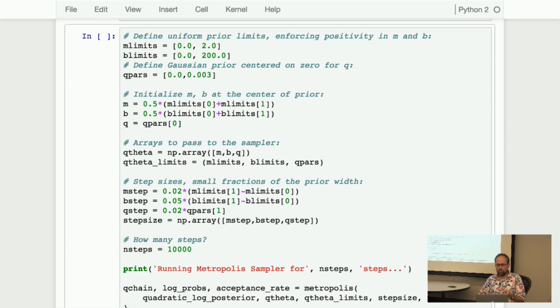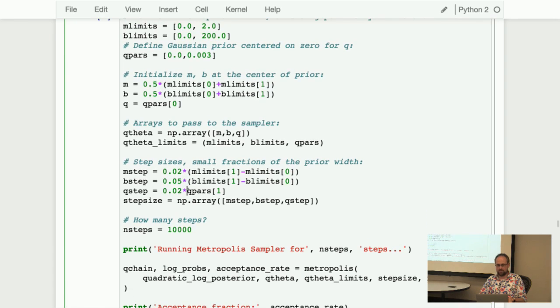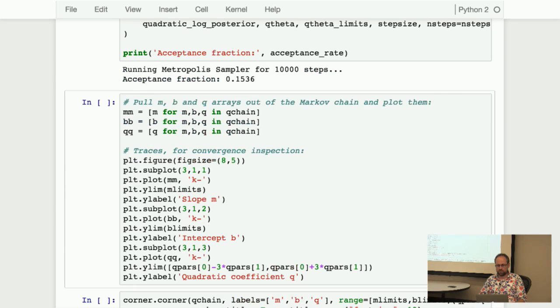And now we need to set up the Metropolis Sampler again. So we need to initialize it with a particular q theta here. Here's the parameters q theta. And the limits, I have to pass those. And then the step sizes I have to set. And then I'm going to ask for 10,000 samples, and go ahead and run my Metropolis Sampler again. Good, 10,000 posterior samples drawn.